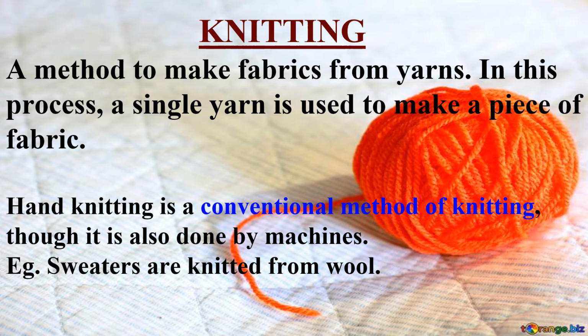Students, there is a difference between weaving and knitting. In weaving, we use 2 strands, whereas knitting needs only 1 single strand. So we can say in the process of knitting, a single yarn is used to make a piece of fabric. Hand knitting is a conventional method of knitting, though it is also done by machines.